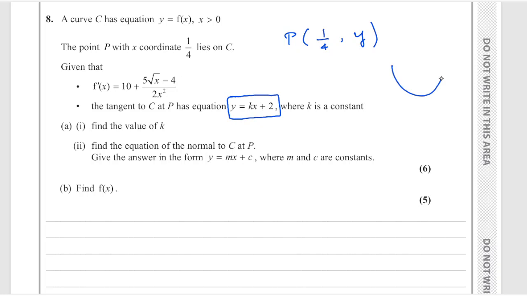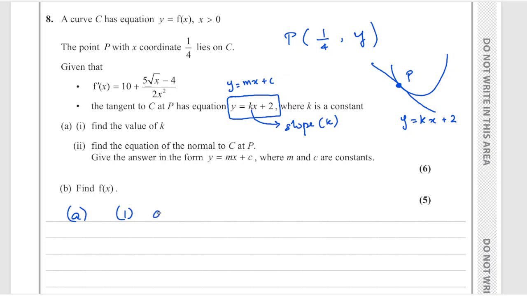So if, for example, this is the curve at this particular point P, and then if we have a tangent at that particular point P, the equation of the tangent is given by y is equal to kx plus 2. Now, this k is nothing but, if you compare it with the equation of the line y is equal to mx plus c, k is the slope. So k is the slope or the gradient. All right. So the gradient of a function is nothing but the derivative itself. So the gradient or the slope m is nothing but the derivative itself.